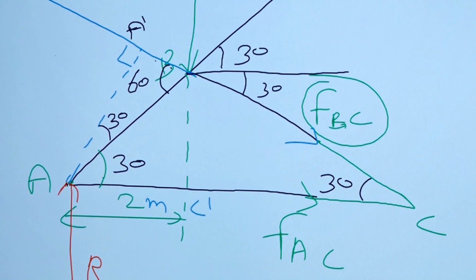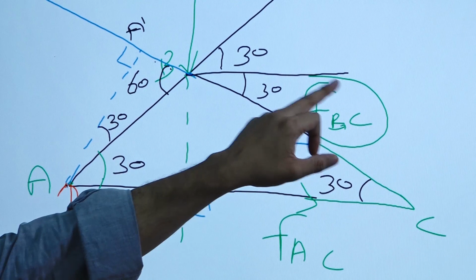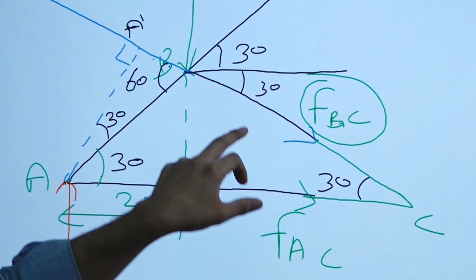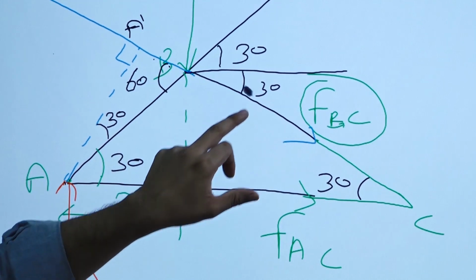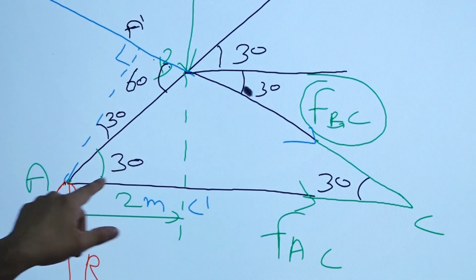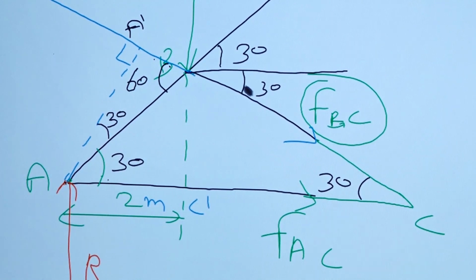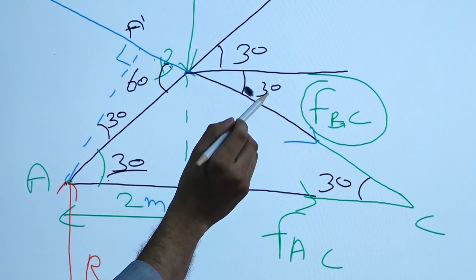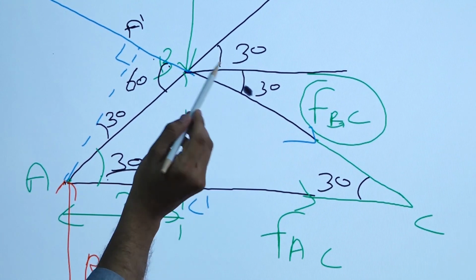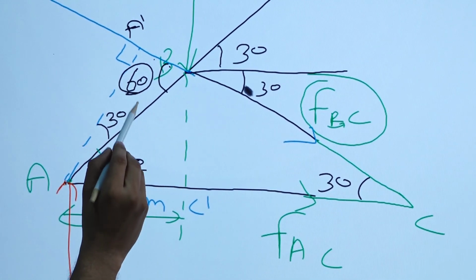Okay, so how did I find out this angle is 30? From some mathematical relations, we can say that this angle will be 30. Now I have to find this angle. This angle will be equal to this angle, 30. So this will be 30, this will be 30, total it will become 60. And whatever this angle is, the opposite angle will be the same, 60.